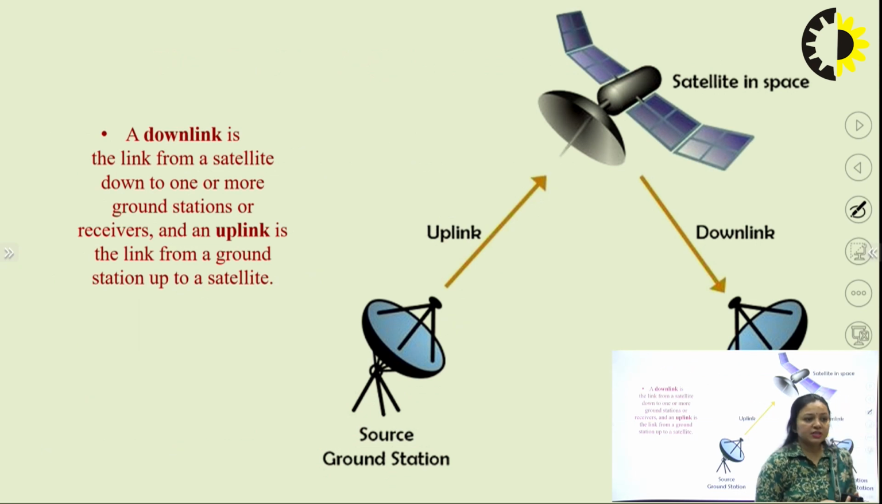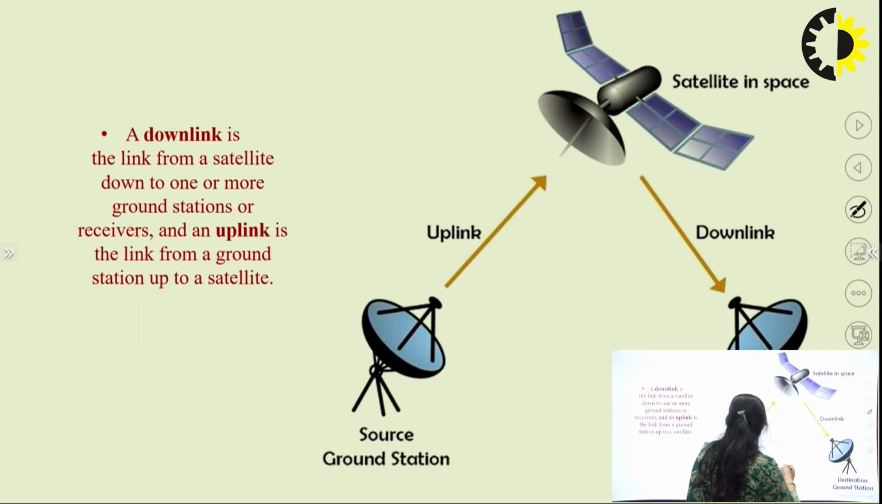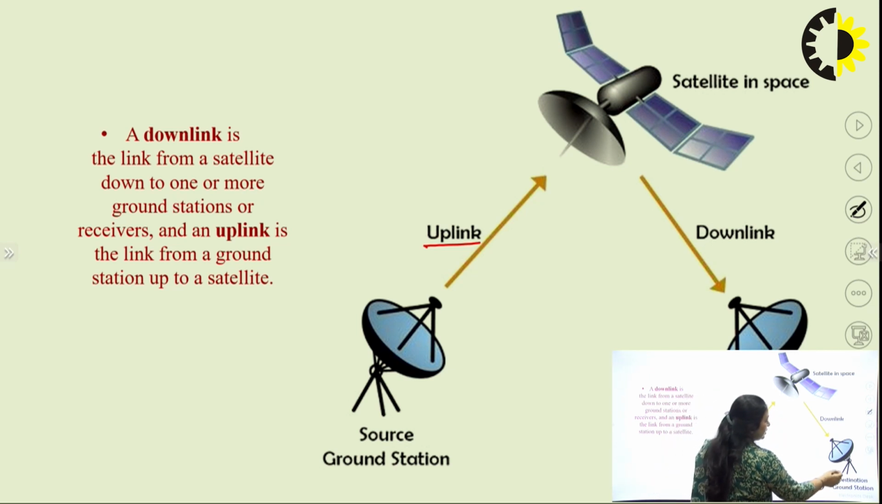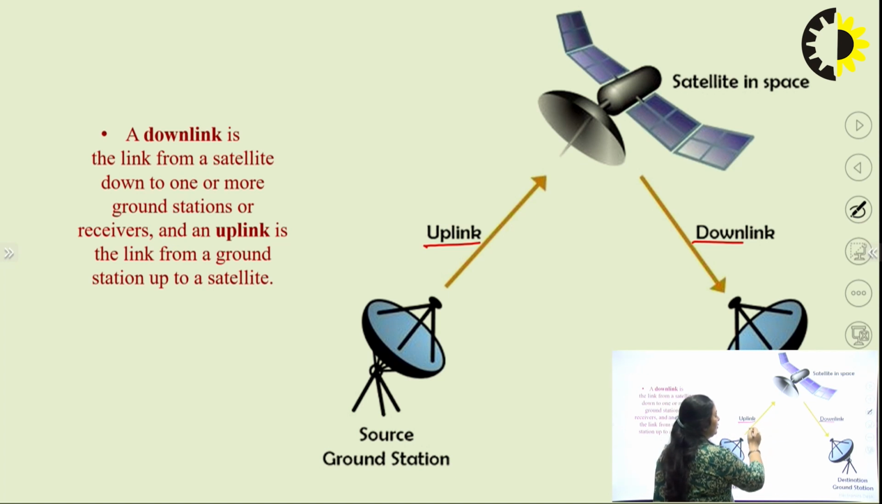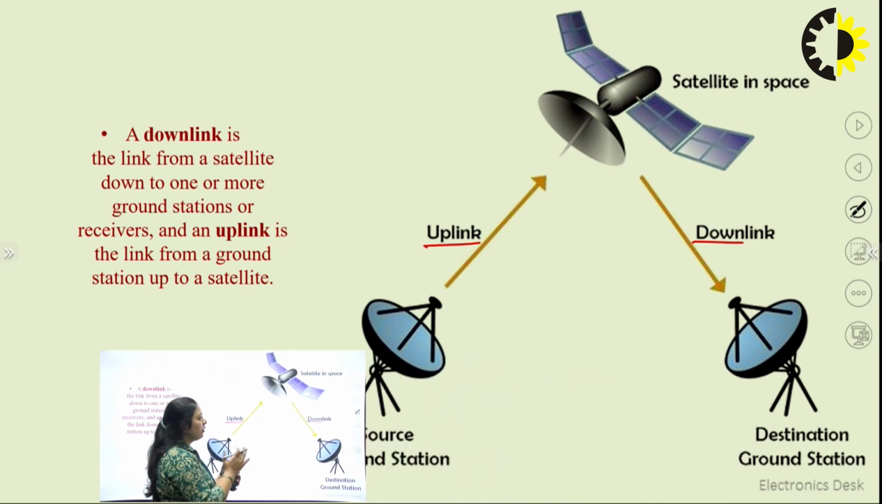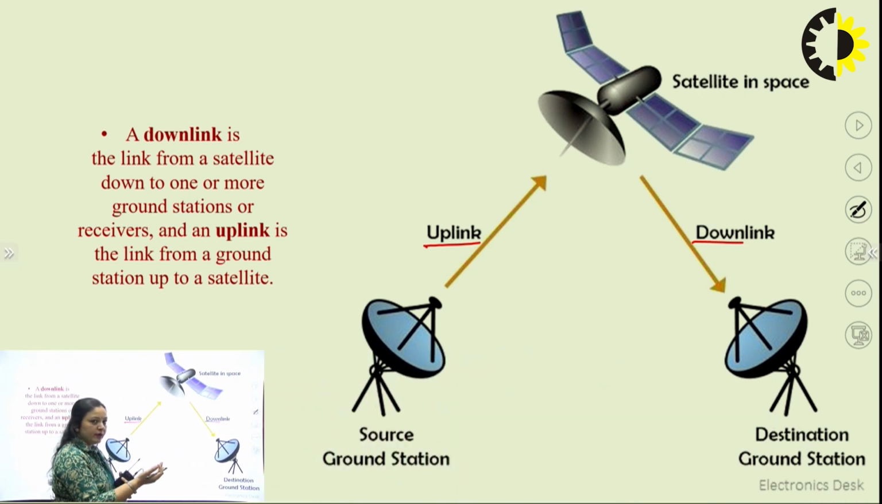So, as mentioned in the picture, we can have a ground earth station which sends the signals at some frequency called the uplink frequency to the satellite. Then this satellite will transmit the signal back to the destination ground station at a certain frequency called the downlink. Now, these two frequencies are not the same. My uplink and downlink are transmitted at different frequencies so that they do not interfere. To avoid the interference, we transmit at different frequencies.